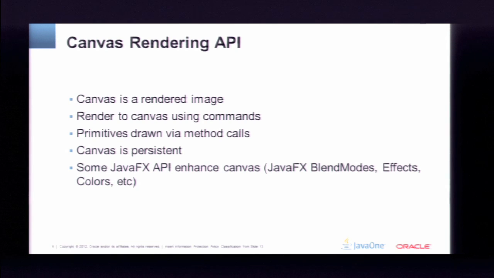So one of the big points about Canvas is it's persistent. So when you write pixels or render to the canvas, it is going to stay. Those pixels are going to stay there until you clear them. And lastly, as you'll see, some of the API from JavaFX, blend modes, effects, and colors, paints, those are applied to the Canvas API as well.